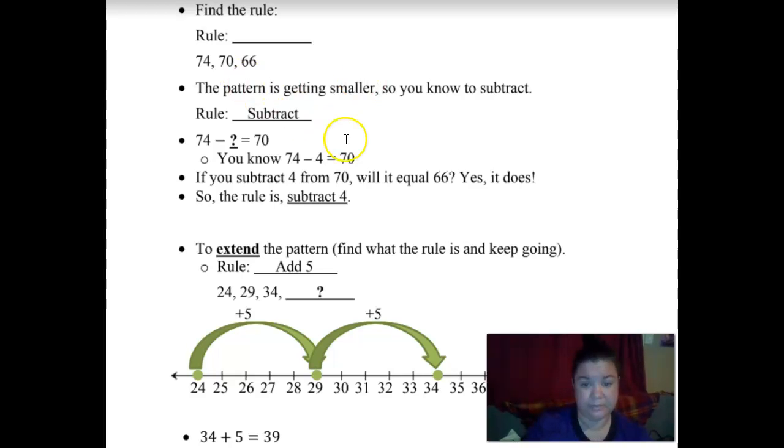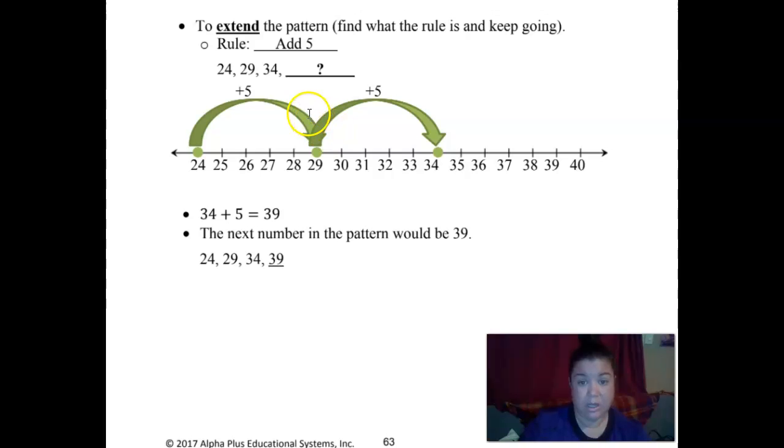Okay, let's look here. All right, so we're going to extend this pattern. It says find what the rule is and keep going. So our rule is to add 5. So our number is going to get bigger or smaller? Yeah, bigger. So we have 24, 29, 34. So you can see it on the number line, 24, 29, 34. So we have the number line here, so we can use the number line, or you can use your fingers, or if you have counting bears or counters, or you can get spoons if you want, anything you want to help you count. So we have 34.